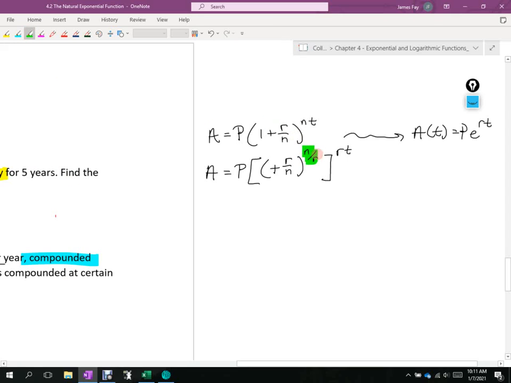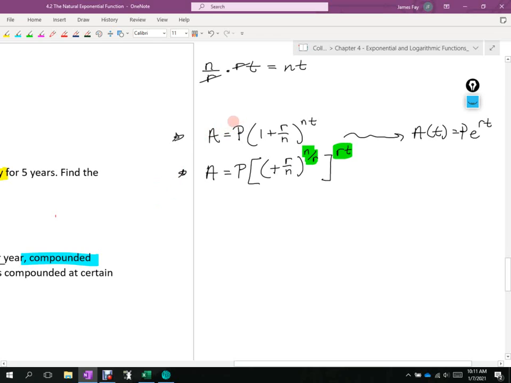Okay? But think about this. Is that a power raised to a power? What do you do with powers raised to powers? Multiply them. Is n over r times rt still nt? Okay, so these two things are still identical. They're the same thing. Okay, now the next thing I'm going to do is going to be a little bit creative, but it makes sense.